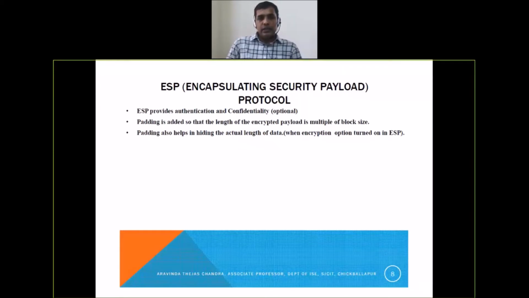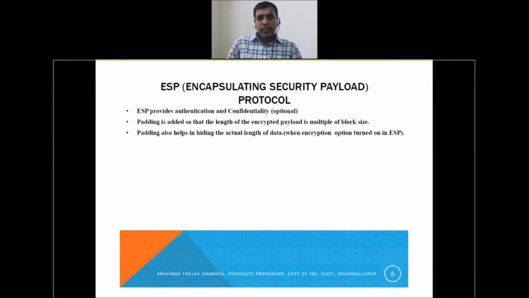As I told you in the earlier classes, padding not only helps make the payload a multiple of the block size, but also helps traffic confidentiality. That means it helps in hiding the actual length of data. When we transfer data, we should never reveal the actual length. That is one reason why padding is done. So if you are sending 60 bytes and add 40 bytes of padding, the attacker will think that 100 bytes of data is being transmitted, but only 60 bytes of data is actually being transmitted. The remaining 40 bytes is padding. Okay.